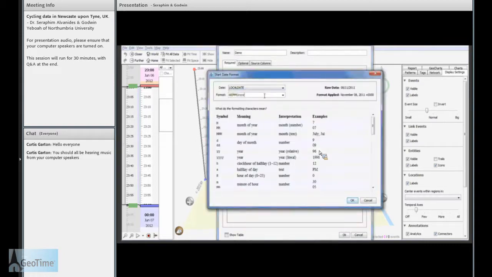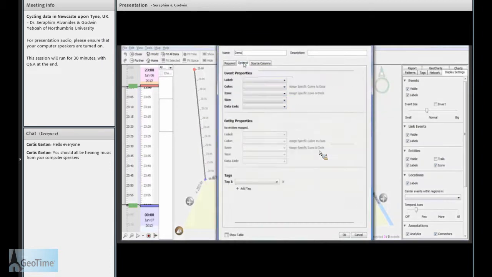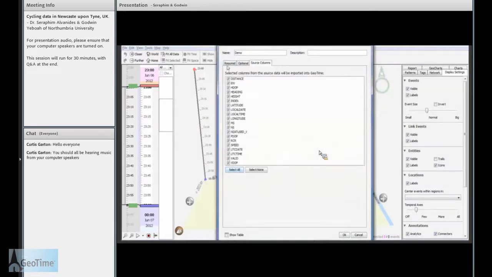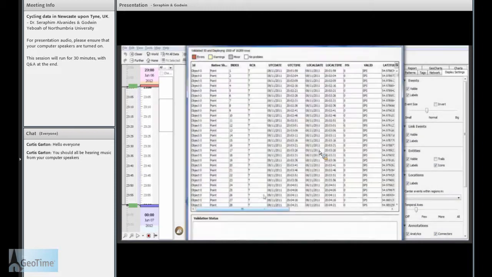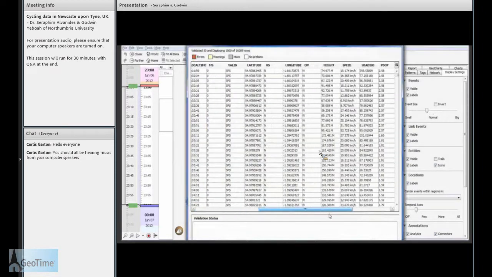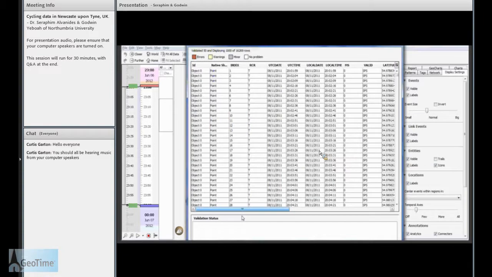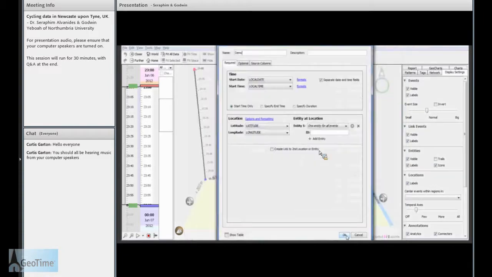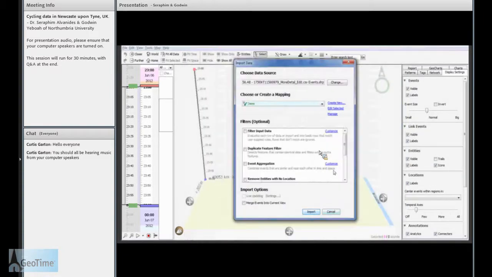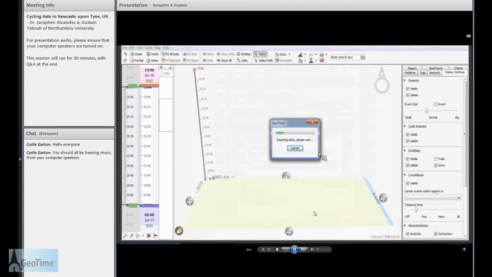In GeoTime, you have to make sure the date format and the time format, as recorded in the raw data, is exactly as GeoTime will see it. So you can see here the table and in a way judge whether it's correct or not. And then here I'm allowing GeoTime to import the data.